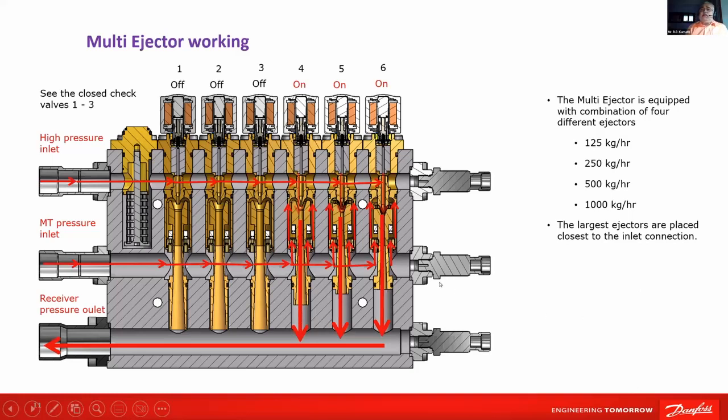If one ejector doesn't give the required capacity, meaning the total capacity is more than say 3,000-4,000 kg per hour, then we can add a parallel block, one more ejector in parallel to increase capacity.